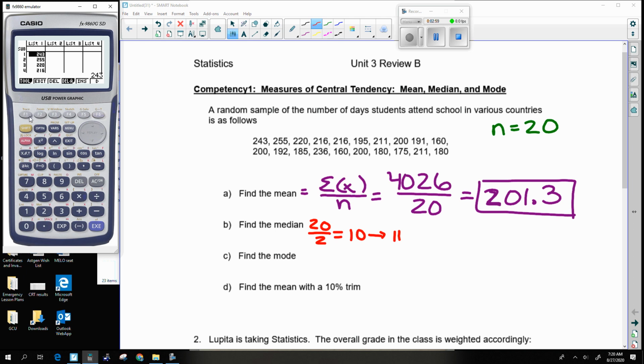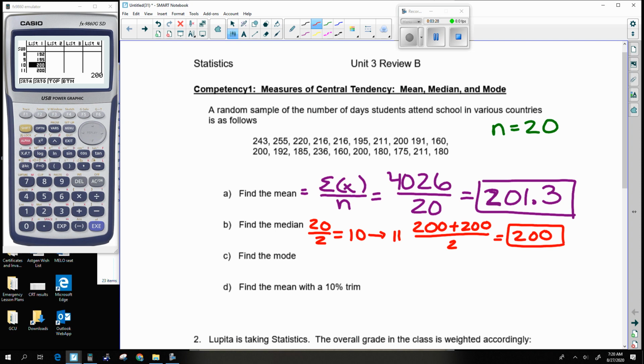So you first have to put them in order. I go to the tool, sort ascending, that's sort A. How many lists? One. Which list? One. Now that the numbers are in order, I can look at the 10th and the 11th number, which are really easy this time. It's the number between 200 and 200, so you would add them up and divide by 2, but that's obviously 200.